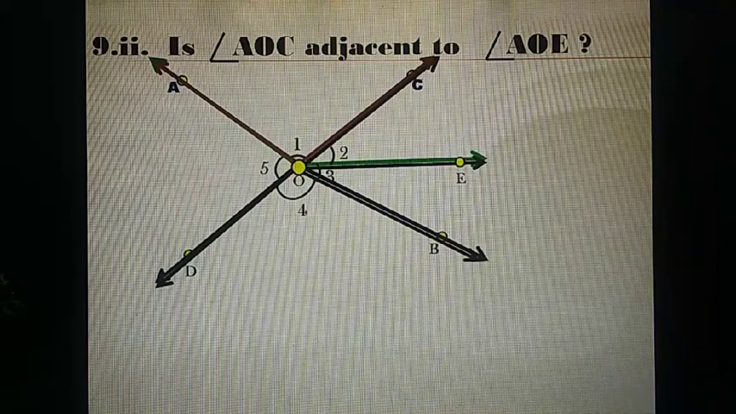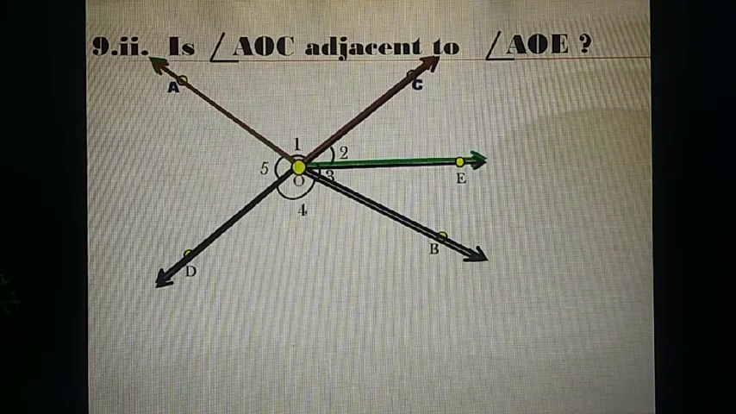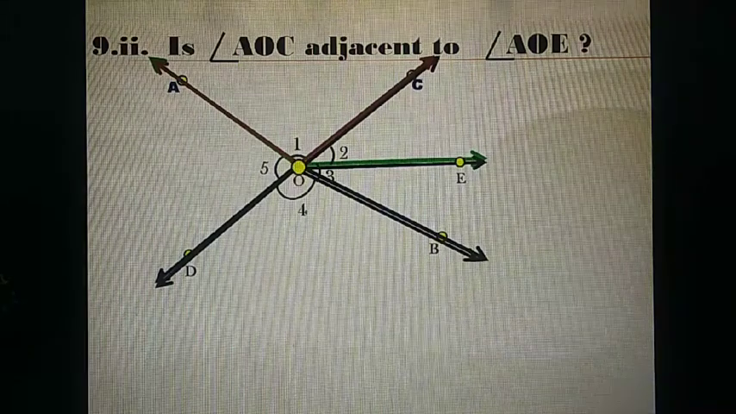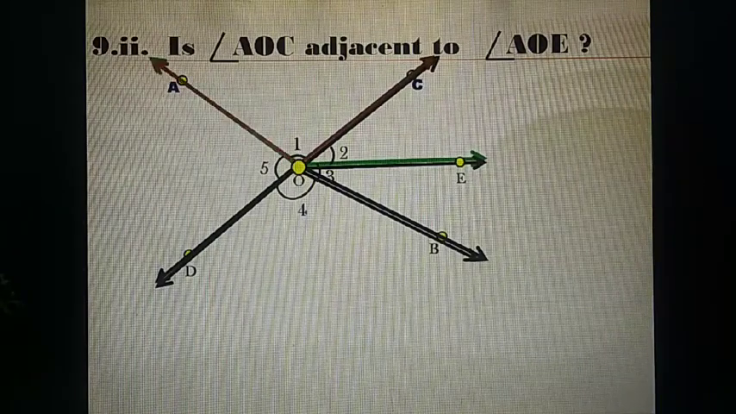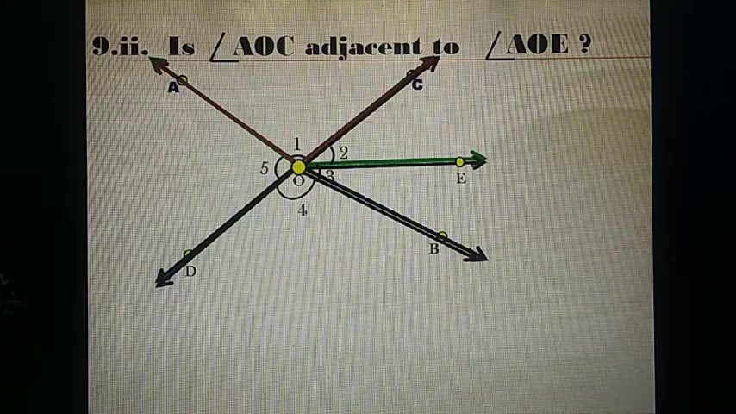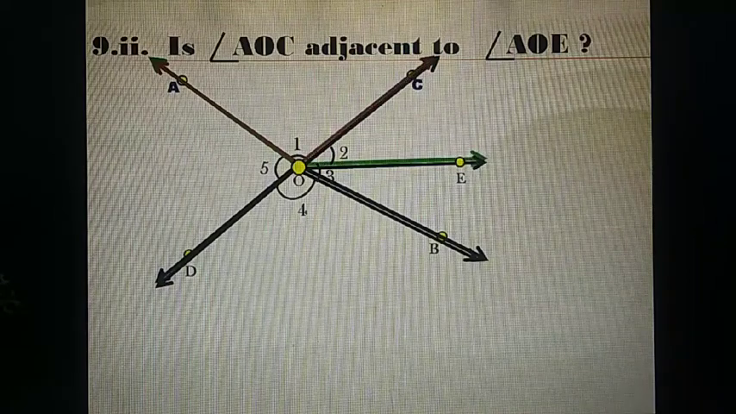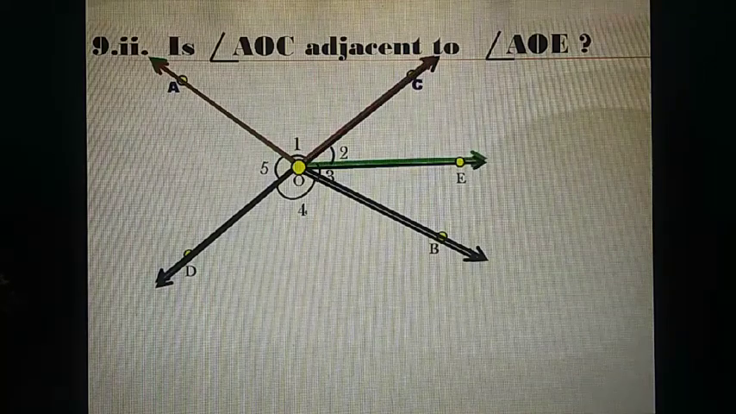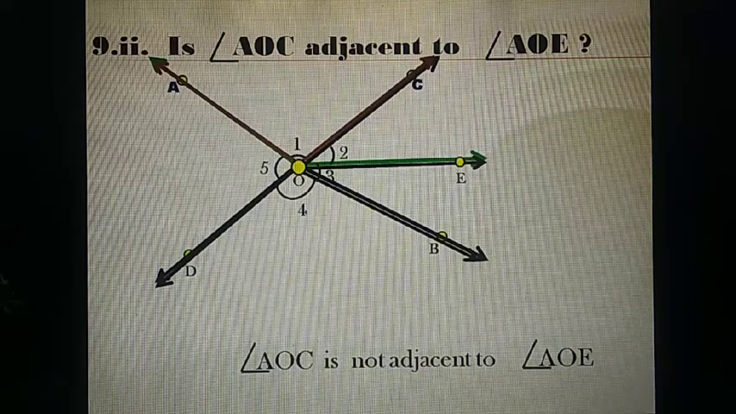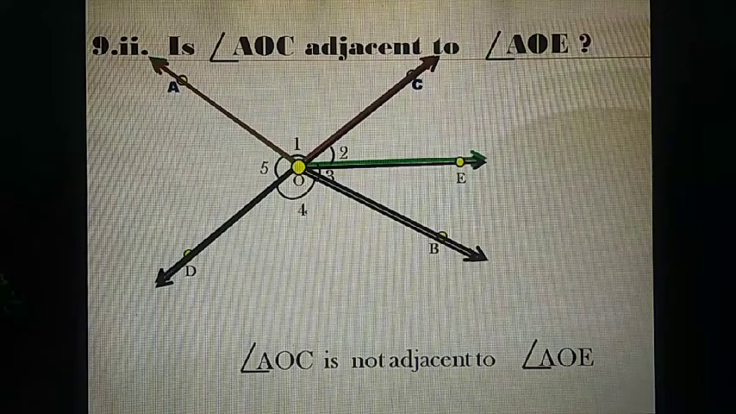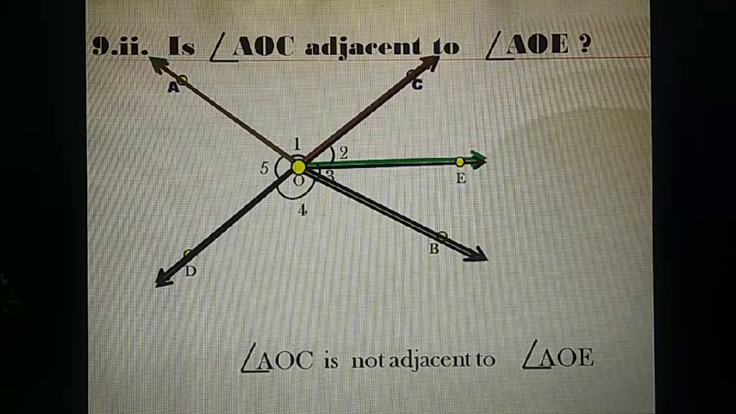Yes, again start with the properties. The first is common vertex. Yes, it has a common vertex. Then the common arm. Yes, OA is the common arm as it has both the colors. Now the non-common arms are OC and OE, but they are on the same side of the common arm. So yes, we can say here that angle AOC is not adjacent to angle AOE, as the non-common arms are on the same side of the common arm.